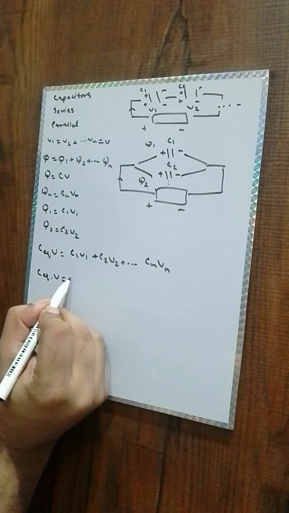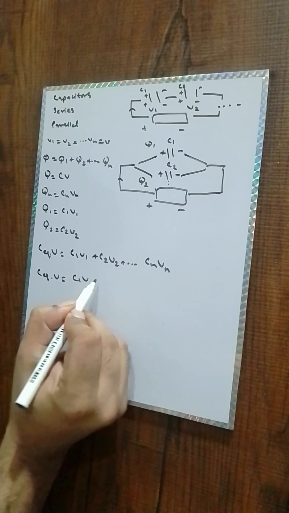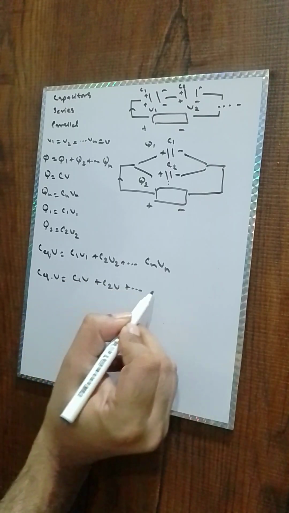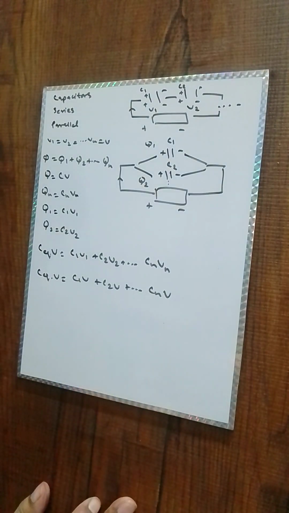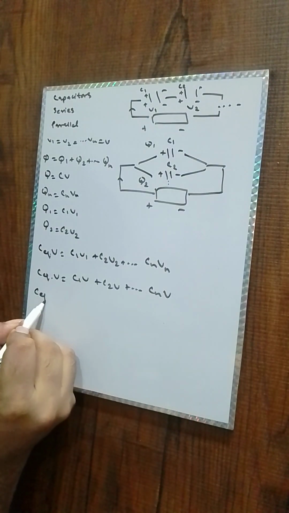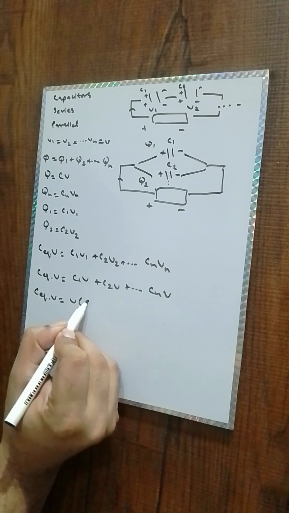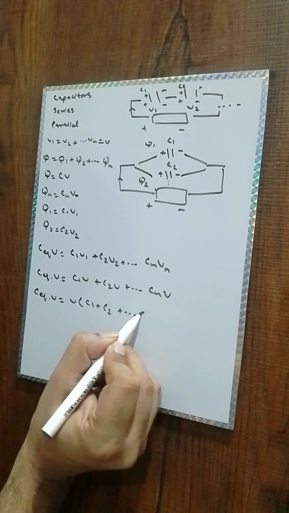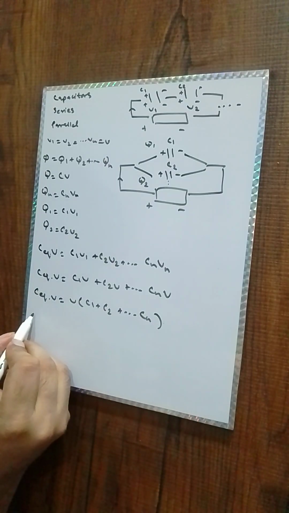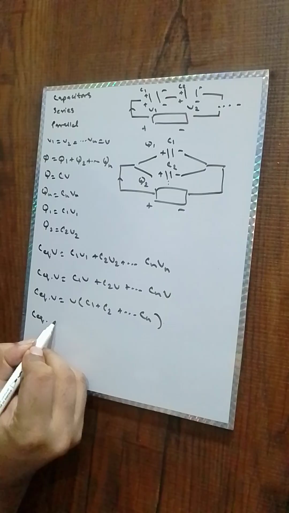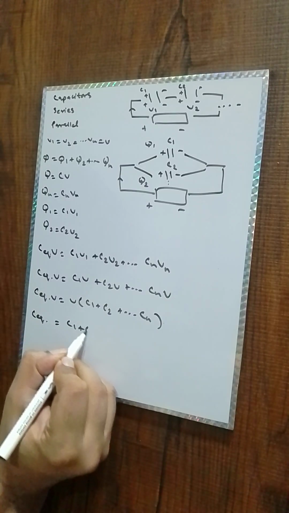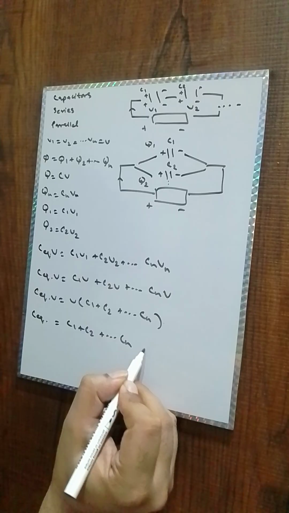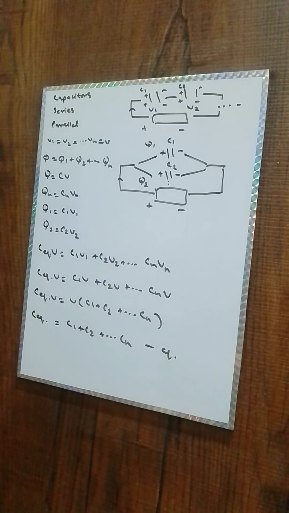So C equivalent V is equal to C1V plus C2V plus up to CnV. V can be taken out. C equivalent V is equal to V into C1 plus C2 up to Cn. V cancels out on both sides. So C equivalent in this case is C1 plus C2 plus up to Cn depending on the number of capacitors in the circuit in parallel.